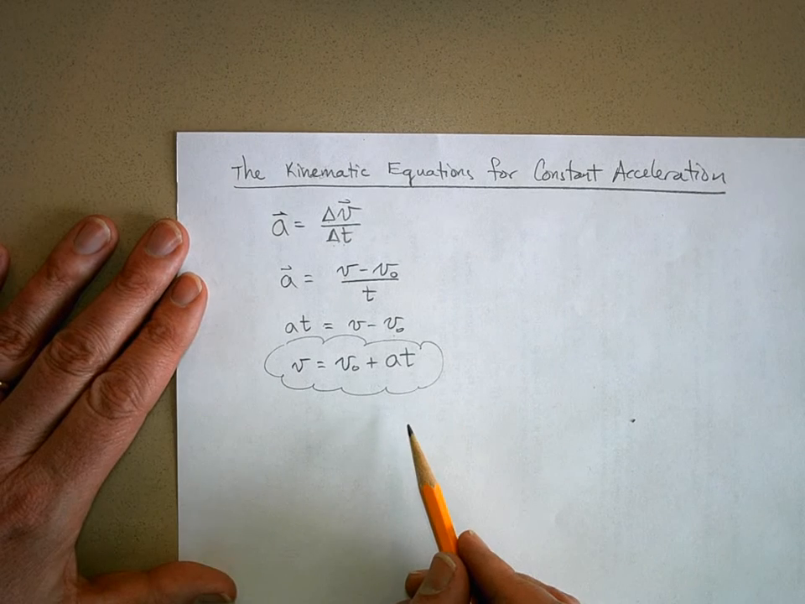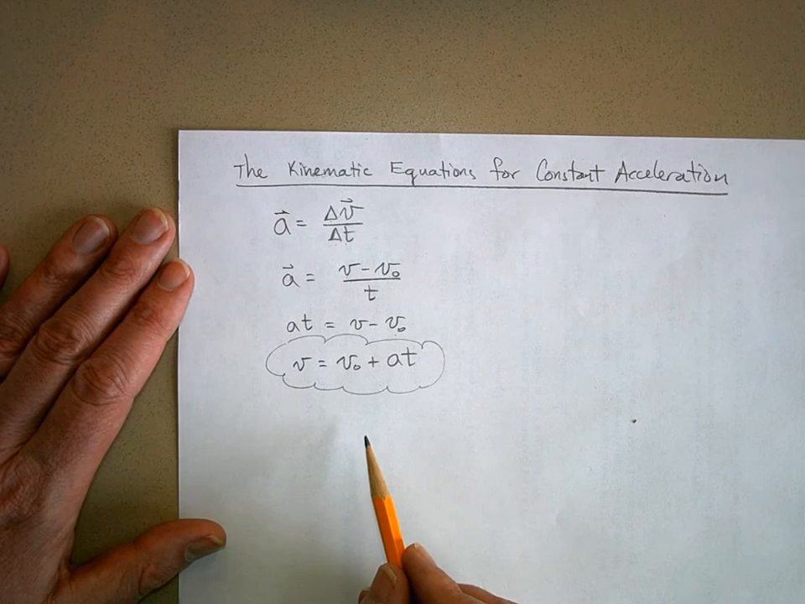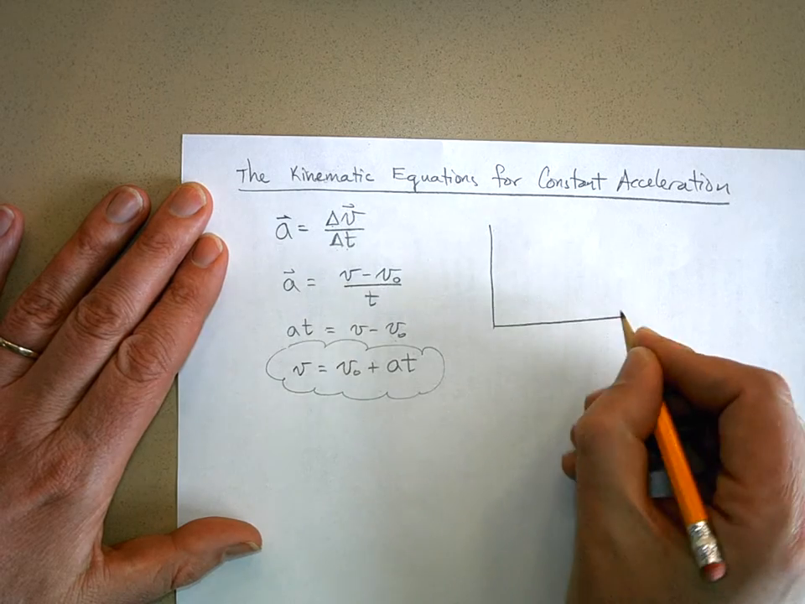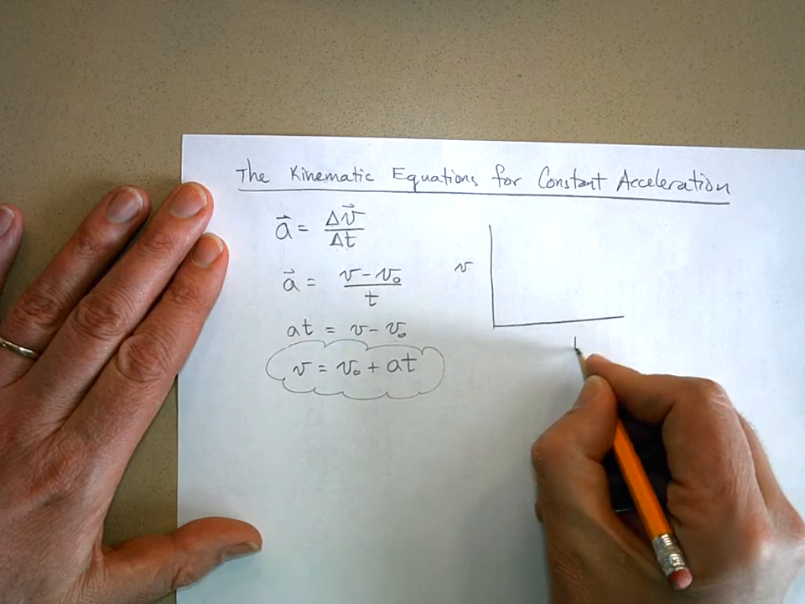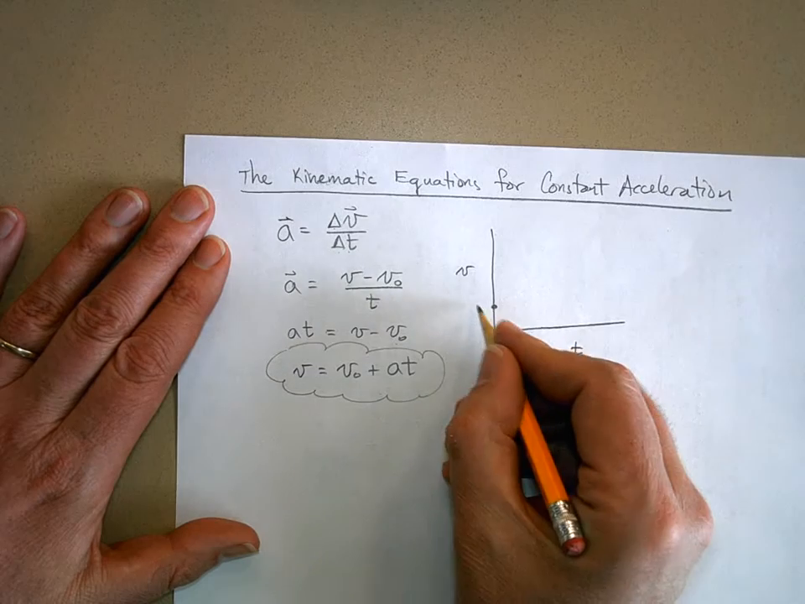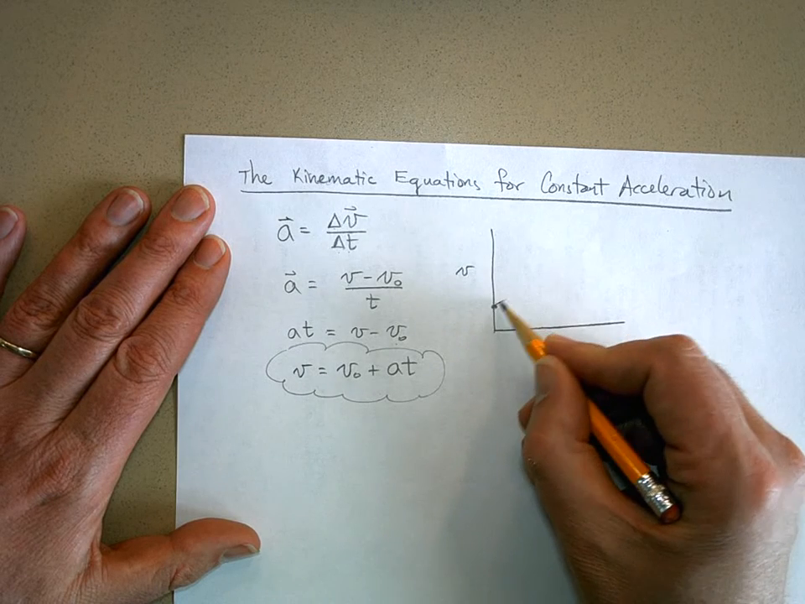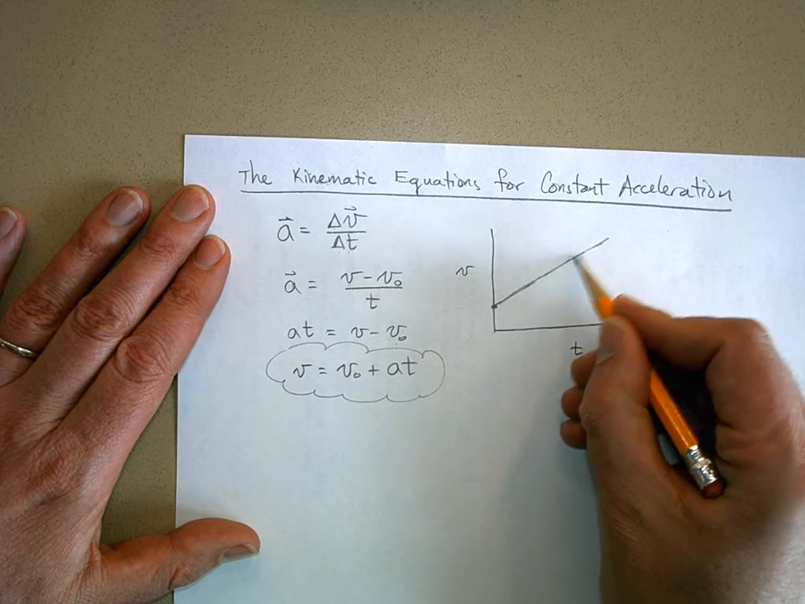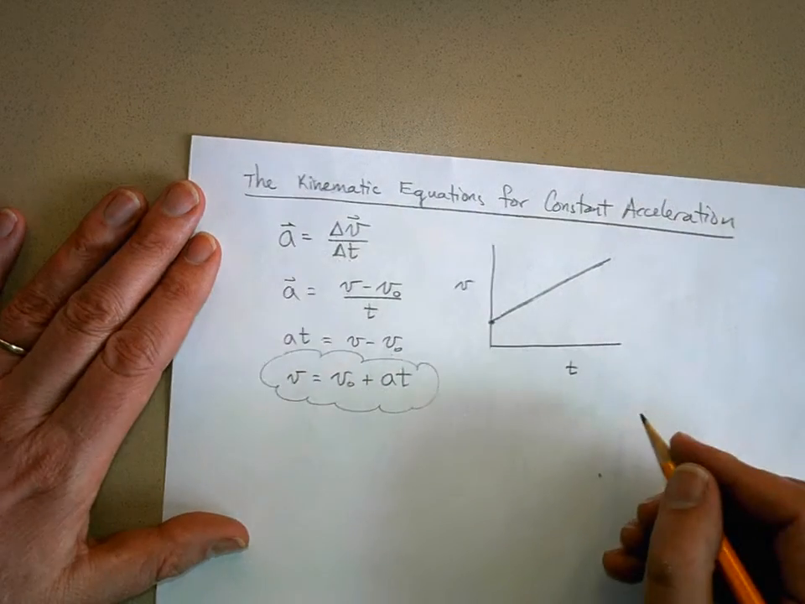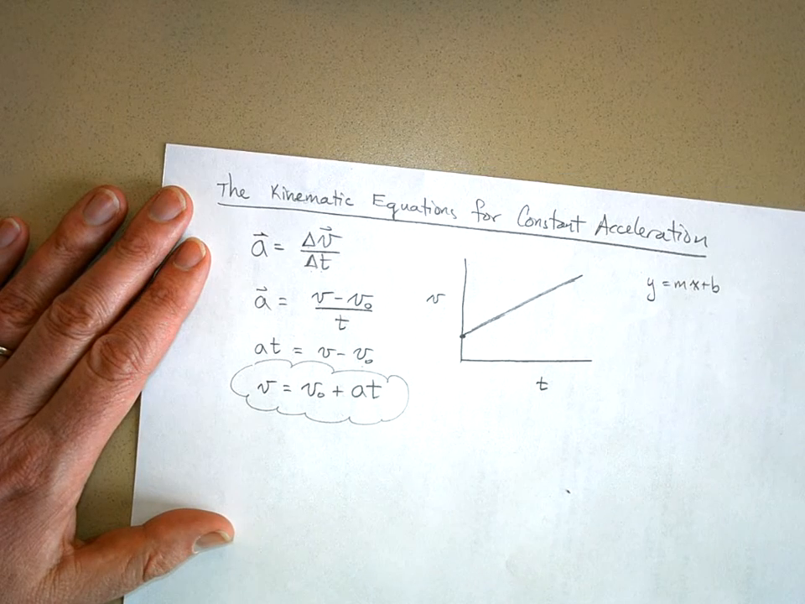Now, this equation should look familiar to you because it's really just the equation of a straight line, right? If I graph velocity as a function of time, well, here's my v naught. It's like my y-intercept. And then my acceleration is constant. Acceleration is the slope of the velocity versus time graph, so this is going to be a straight line. And if you have a straight line, you say y equals mx plus b, right? That's the equation for a straight line.